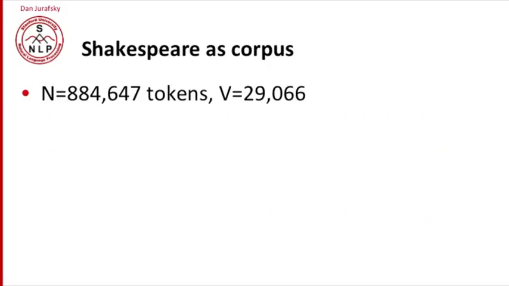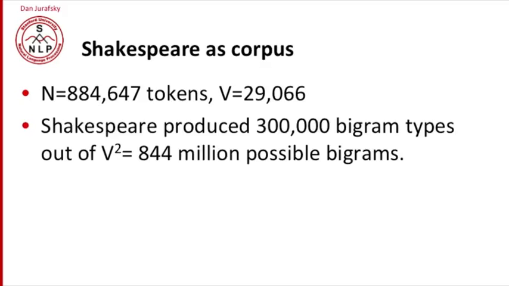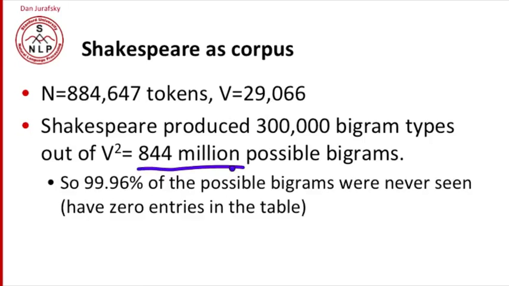Now, Shakespeare produced 800,000 words with a vocabulary of 30,000. And it turns out that in those 800,000 words, he produced about 300,000 different bigram types, so different unique pairs of words. But that's 300,000 out of 30,000 squared, or out of 844 million possible bigrams. So if we multiply that out, 99.96% of the possible bigrams were never seen. Those are going to have 0 entries in the bigram table. A vast number of zeros.